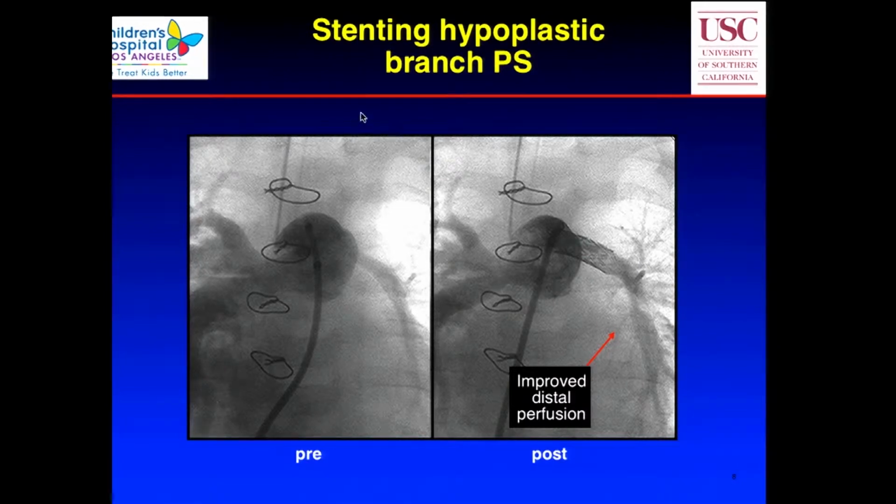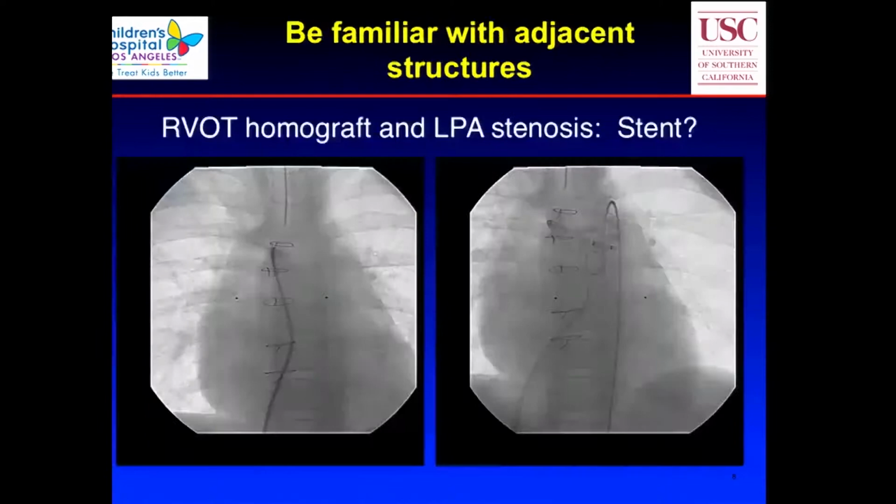Obviously, in the kid with hypoplastic pulmonary arteries, the stent can still slip, so you have to be very careful. Pre-dilation, making sure there's good compliance and low resistance before you put the stent in, is important.